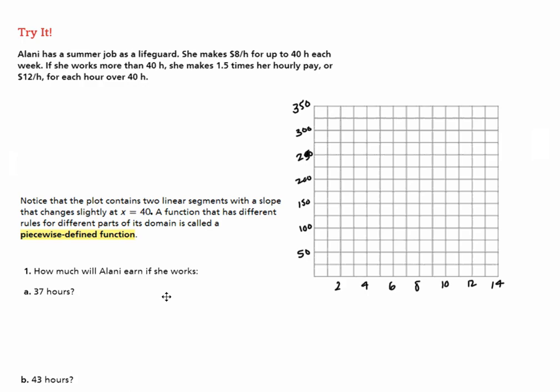Let's do this try it problem. Alani has a summer job as a lifeguard. She makes $8 per hour for up to 40 hours each week. If she works more than 40 hours a week, she makes 1.5 times her hourly pay. That's pretty much a real-world situation. 1.5 times for your overtime is about right. So let's look at this.